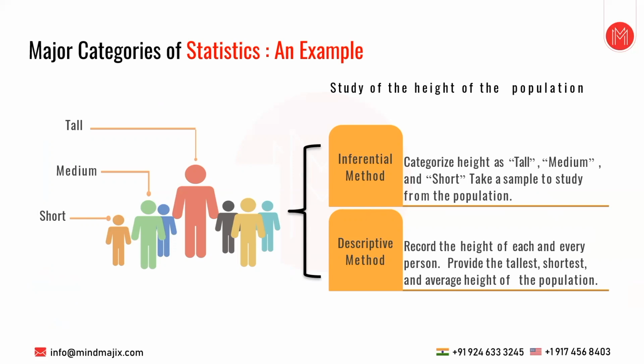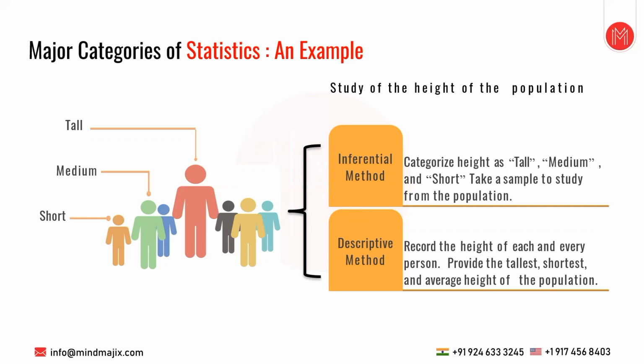So, if we consider the same example of finding the average shirt size of students in a class, in inferential statistics, you will take a sample set of the class, which is basically a few people from the entire class. You would group the class into large, medium, and small. In this method, you build a statistical model and expand it for the entire population in the class. Categorize heights as tall, medium, and short. Take a sample to study from the population.